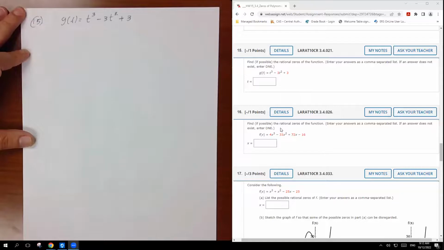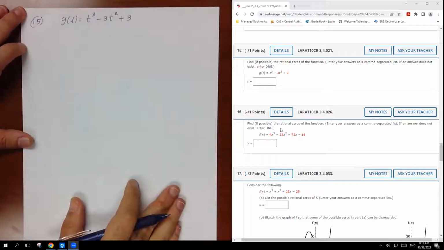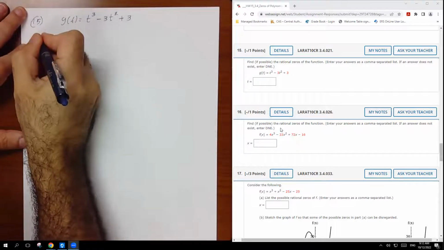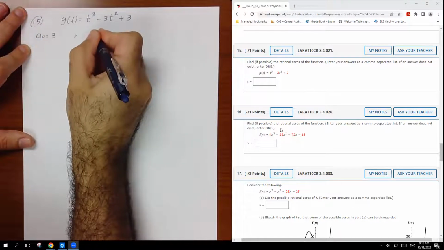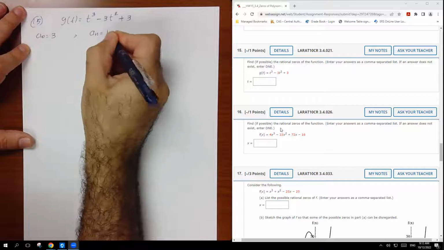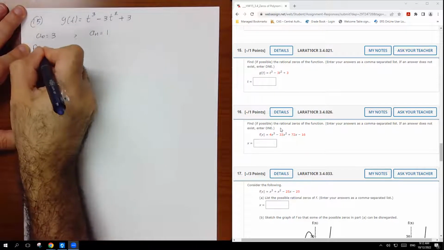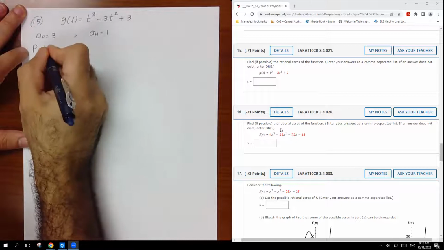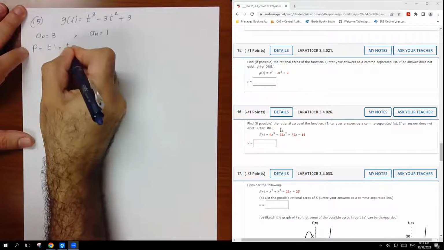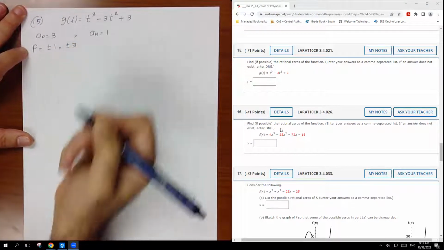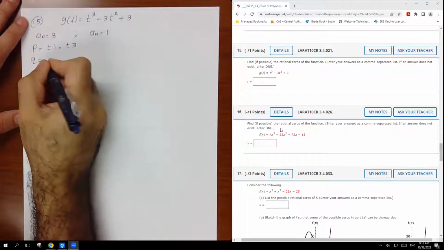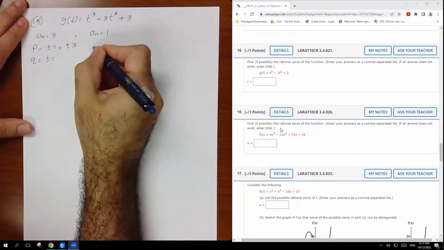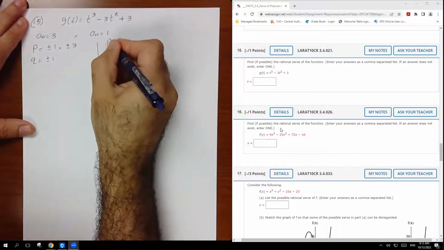Let's work on this one. Find the zeros. That's the only thing they're gonna ask you. So we need to find A naught is 3 and AN is 1. That means P is going to be equal plus or minus 1 and plus or minus 3. That's the only factors for P. Q, the factors for AN, which is plus or minus 1. So let's find P over Q here.